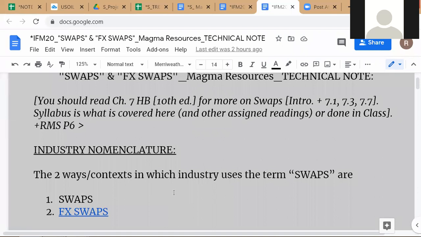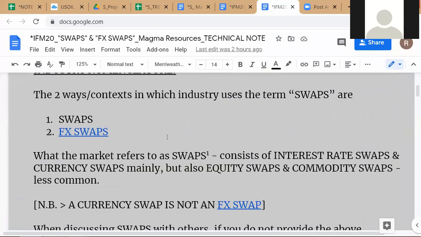So the first part of this is the industry nomenclature, which we have just discussed. When people use the word swaps in the industry, they are usually referring to all these interest rate swaps, currency swaps, commodity swaps, equity swaps. And then there's also another term called FX swaps, which are actually different from these swaps.